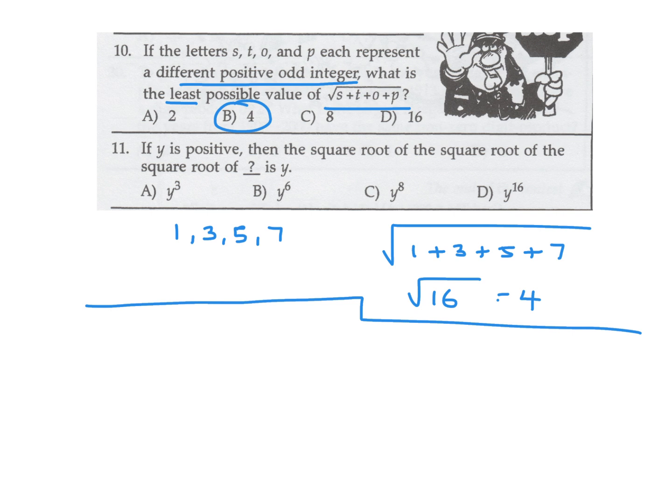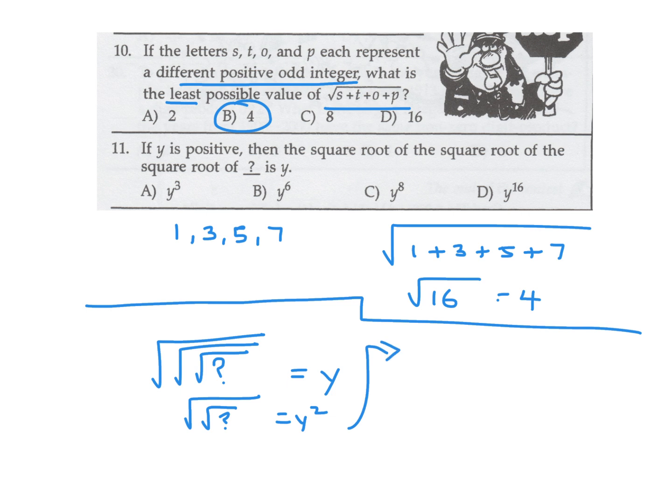If y is positive, then the square root of the square root of the square root of something is y. All right, so let's call that question mark, the square root of the square root of the square root, and that's y. Is that right? I think so. Okay, so let's square both sides, and that makes this y squared. Square both sides again. That makes it y to the power 4. And let's square both sides again, and we get y to the power of 8. So that question mark is y to the power of 8, and that would be C.